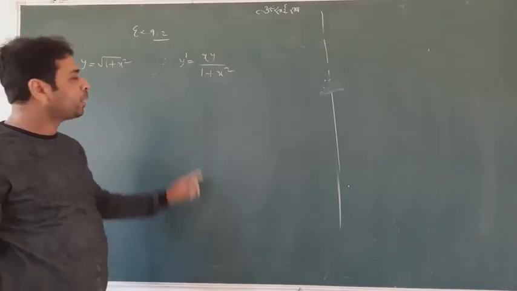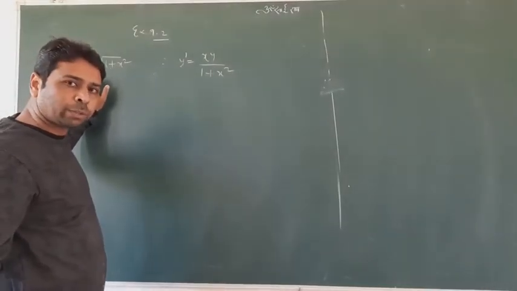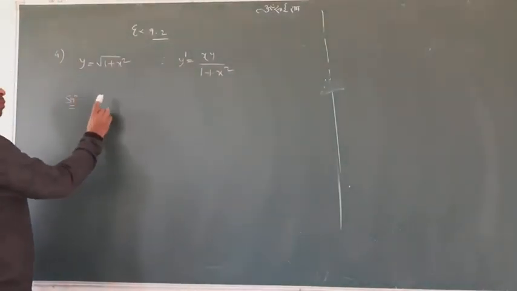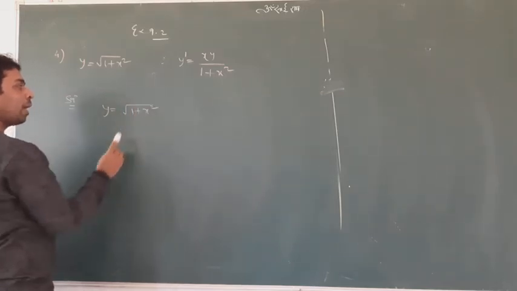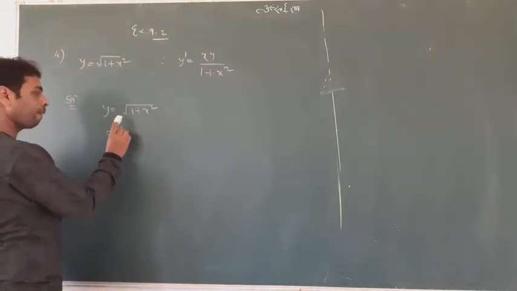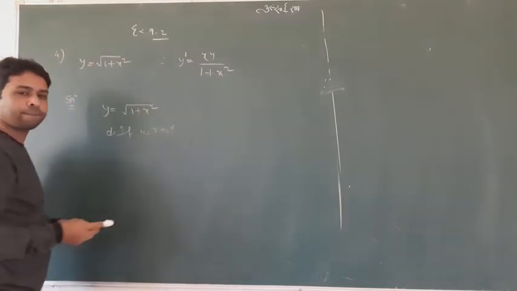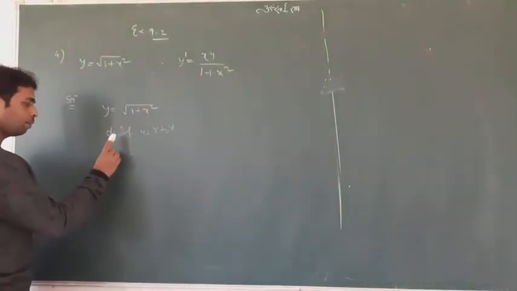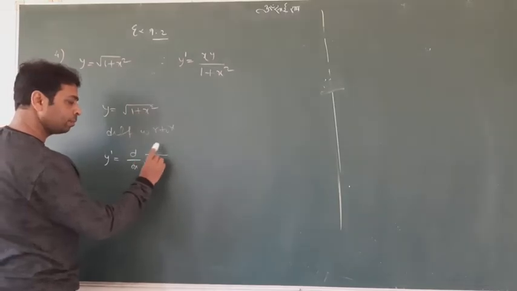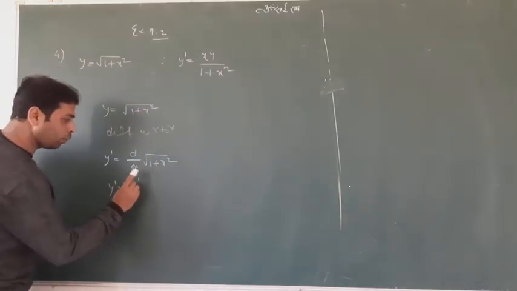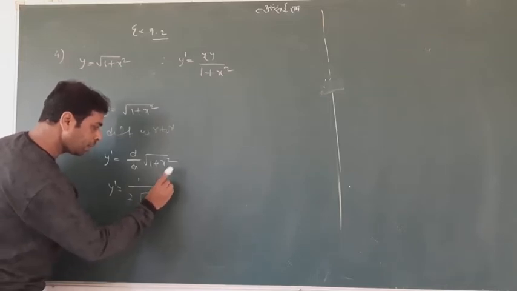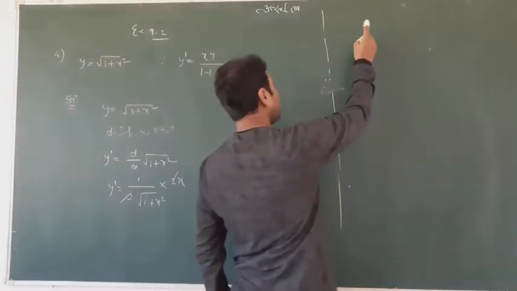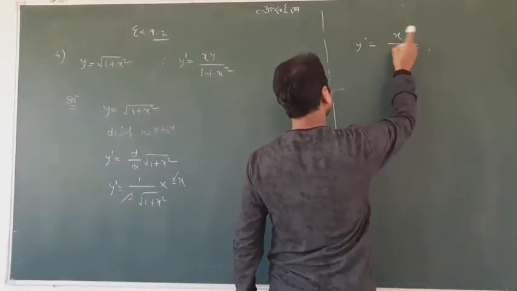What we will do, we will try to take this one. I didn't read the question, but we have to verify this is the solution of this differential equation. So we'll go with it and do the single differentiation. Differentiate with respect to x. So we have y dash equal to 1 upon 2 into the same, into the derivative of 1 plus x square, which is 2x. 2 cancels. So we have y dash equal to x upon 1 plus x square.